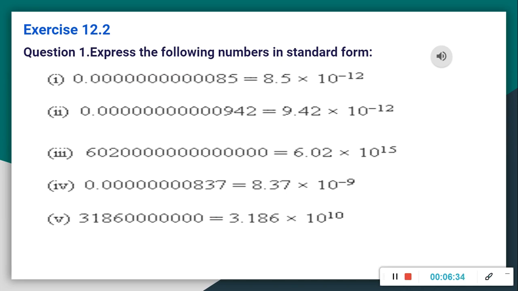Clear? Same way, second question. Here 0. How many zeros are there?